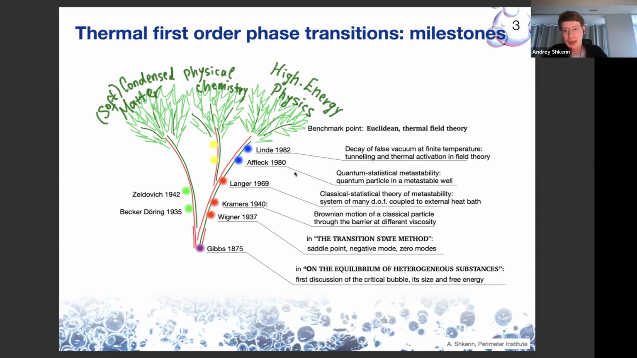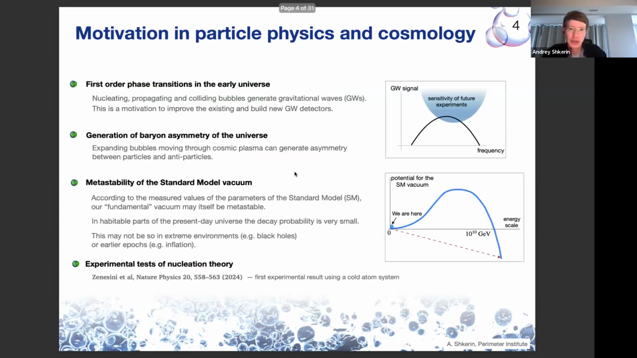And in the case of high energy physics, we can call the theory the Euclidean theory, or the equilibrium, or the thermal field theory. And one more common feature is that these theories do not always give the correct predictions. So just a little bit of motivation to study vacuum decay, but this time I'm going to focus on particle physics and cosmology. And here there is a lot of motivation.